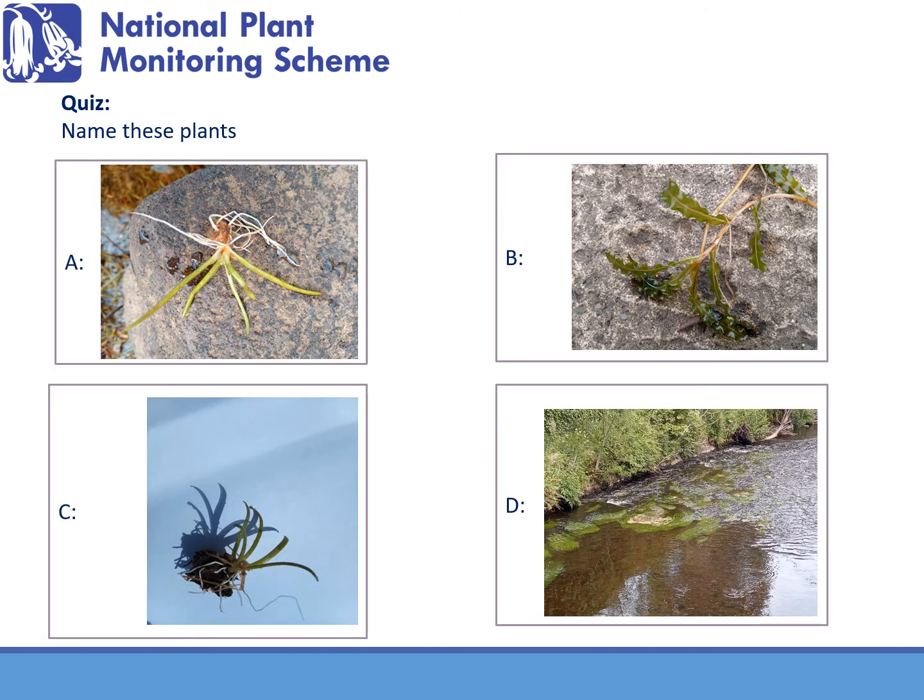Before we move on to considering some of the floating leaf species that you might encounter, I've put in 4 photos of submerged plants that we've just talked about. And here's your chance to see if you can recall the characteristics of these different species. So what is species A? What is species B? What is species C? And what is species D?